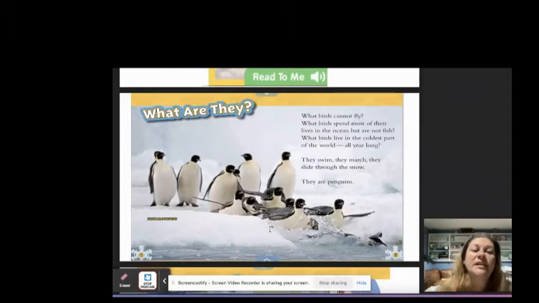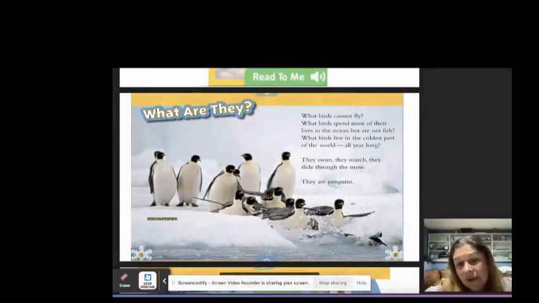And it also provides me with what type of penguins they are. So what birds cannot fly, what birds spend most of their lives in the ocean but are not fish, what birds live in the coldest part of the world all year long. They swim, they march, they slide through the snow. They are penguins. And here they are.